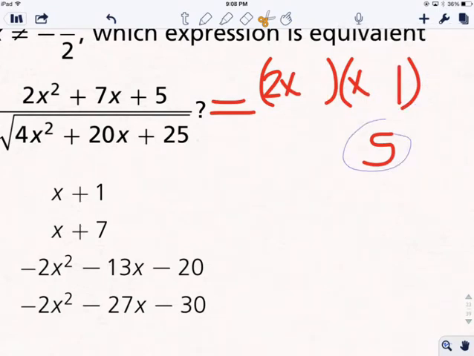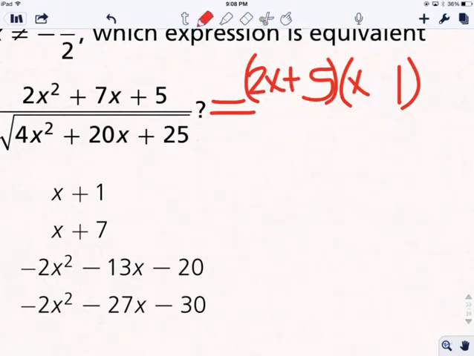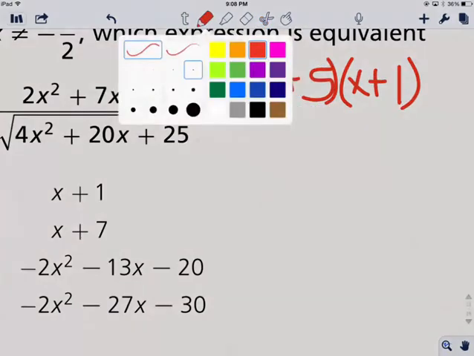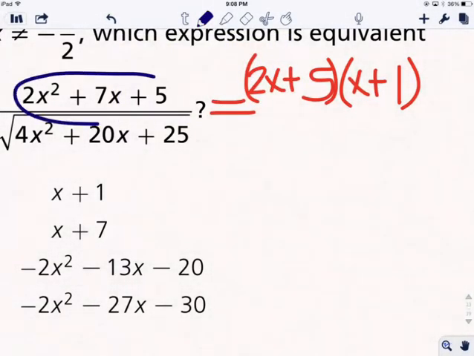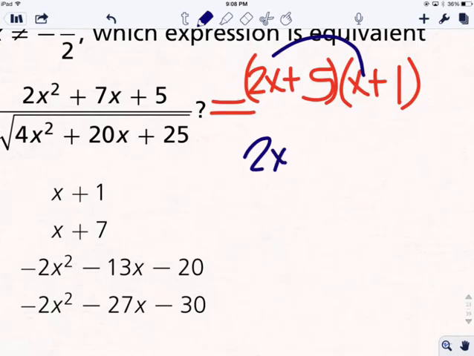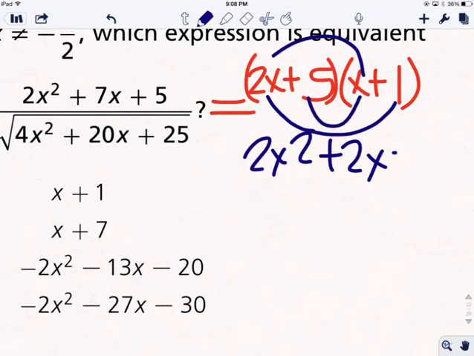Let's test that. See if it works. (2x + 5)(x + 1). If I multiply this out, does it give me back this? Well, let's see. 2x times x is 2x squared. 2x times 1 is 2x. And then 5x. And then 5.